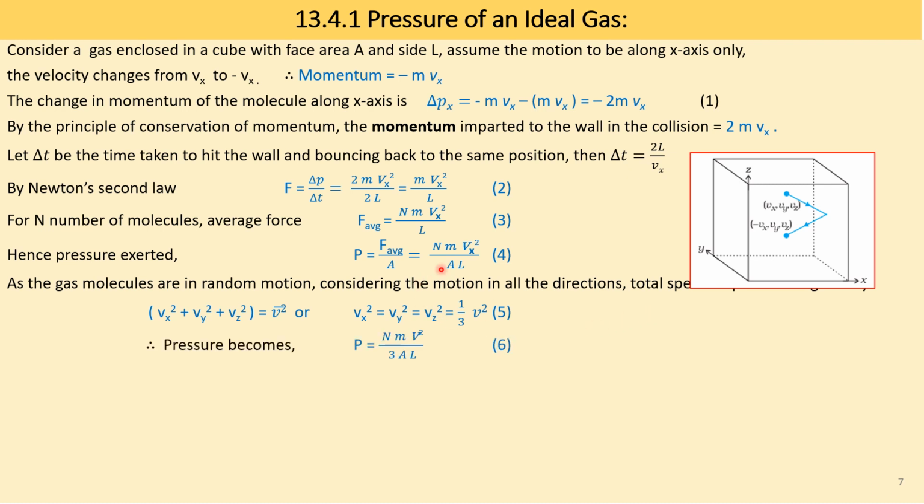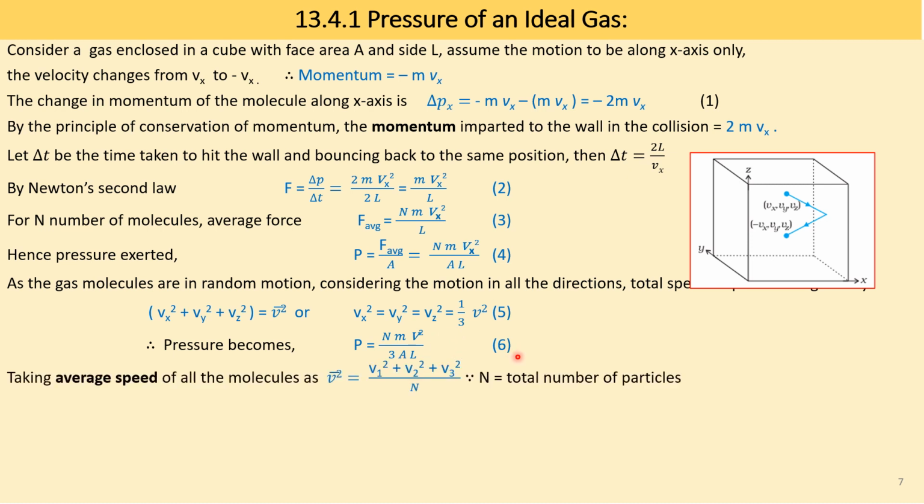So therefore equation 4 becomes P is equal to Nm into, instead of Vx square we will write V square, divided by 3 into A into L. Let it be equation 6. Therefore, taking average speed as V square is equal to V1 square plus V2 square plus V3 square divided by N, that is in all the three directions, we get P is equal to Nm into V average square.